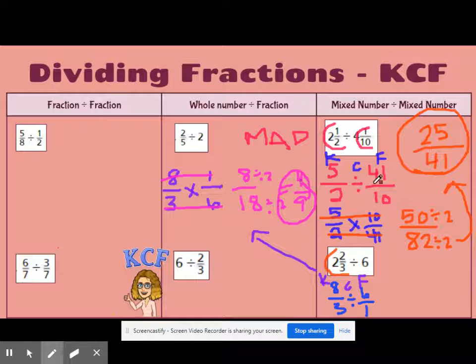Now, for some reason, it's like dividing fractions is easier than multiplying, and I think it's because your answers tend to be smaller, so you don't have to worry about changing it to a mixed number at the end, typically.